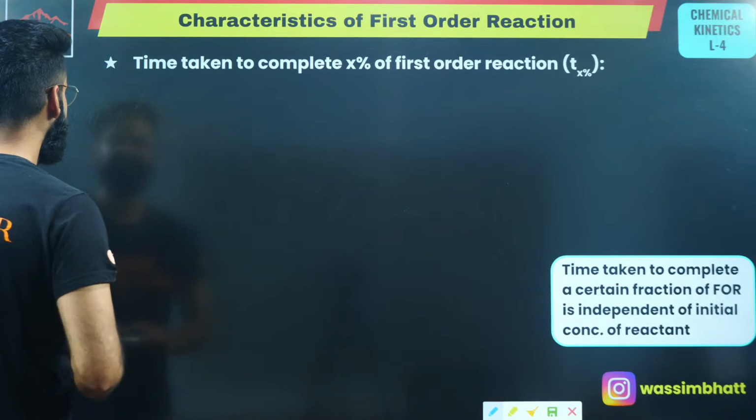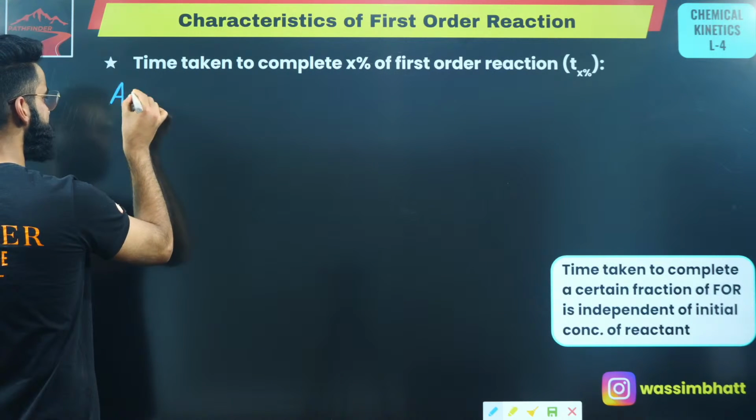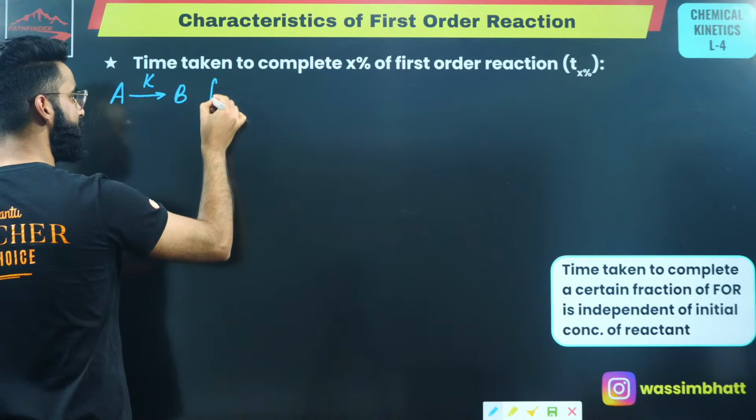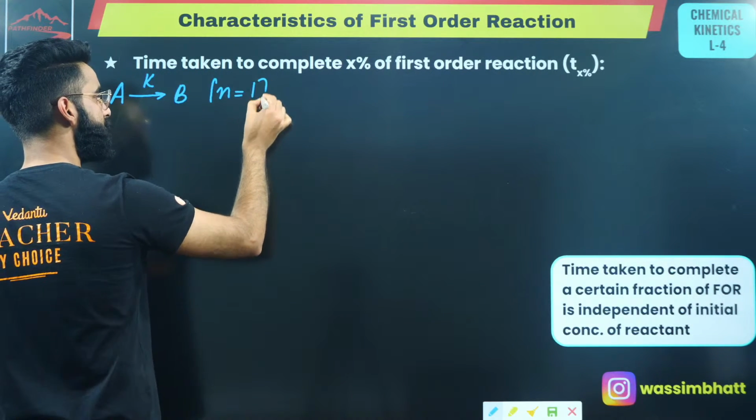Let's assume I've got the reaction as A gives B, and I'm assuming this is a first order reaction whose rate constant is k. The order of reaction is 1.